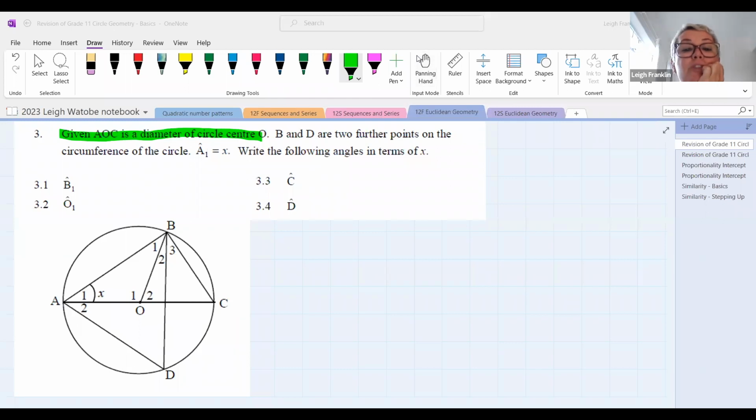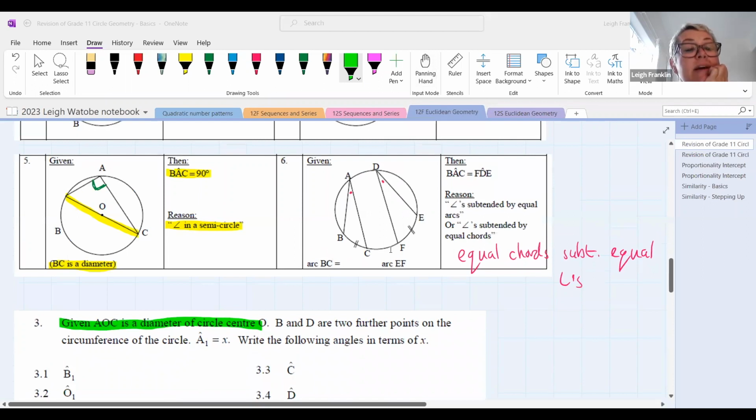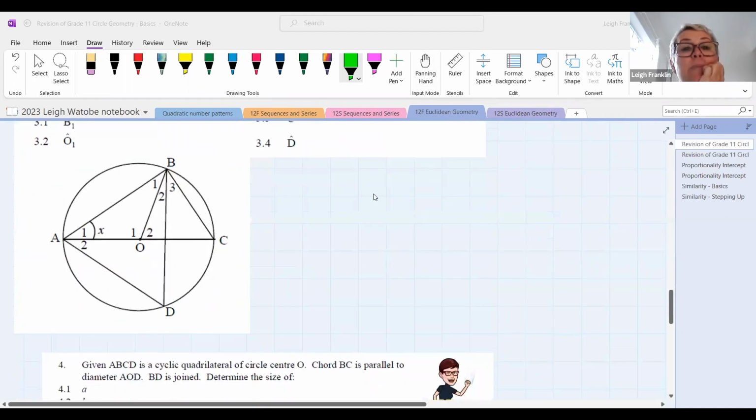With relation to our theorems, if they tell us that AOC is a diameter, then they're trying to tell me something about one of the angles. Yes, that there is a 90-degree angle. Which one, Asunda? Which angle is 90? That's it, a corner. Quite right, the one at the circumference, 100%.